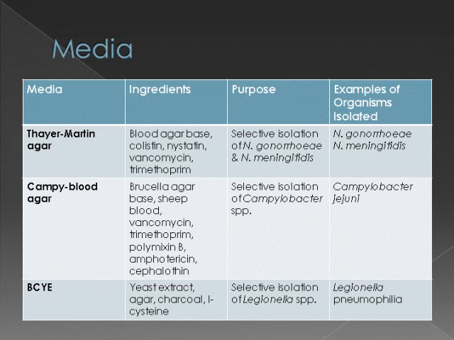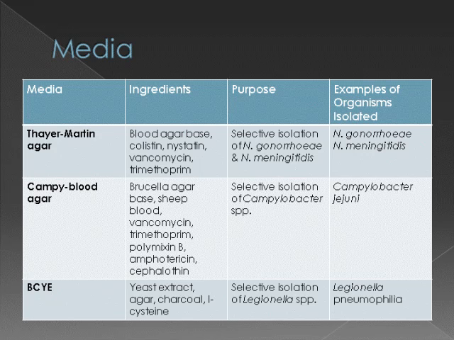Okay, next we have Thayer-Martin agar. This one is a blood agar base, and it contains the antibiotics colistin, nystatin, vancomycin, and trimethoprim. The purpose of this agar is to isolate Neisseria gonorrhoeae and Neisseria meningitidis. And the various antibiotics that are included in this agar help to minimize the growth of other things such as yeast, other Gram-positive cocci, other Gram-negative rods, and swarming Proteus.